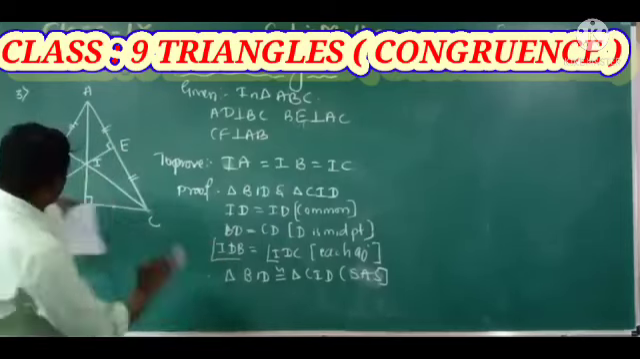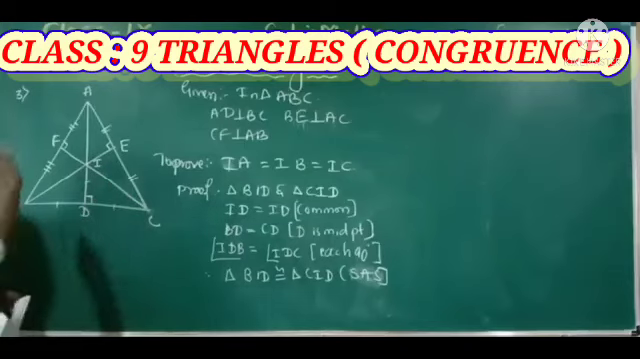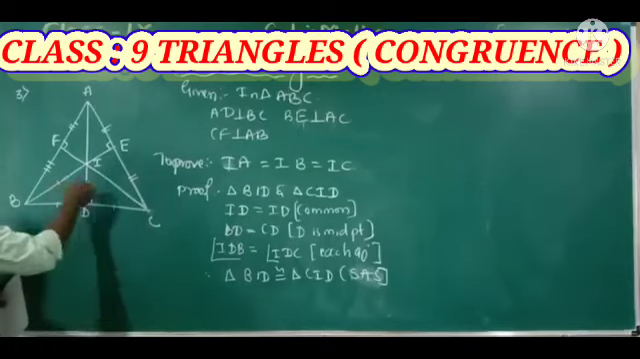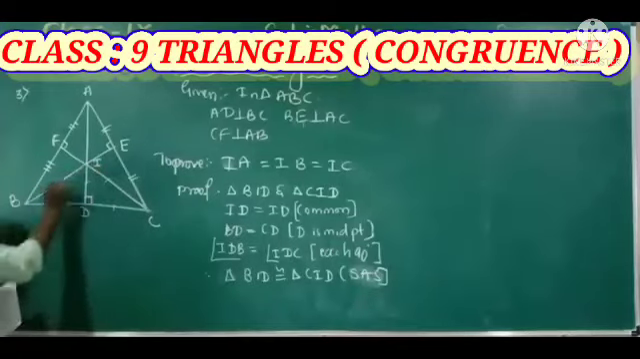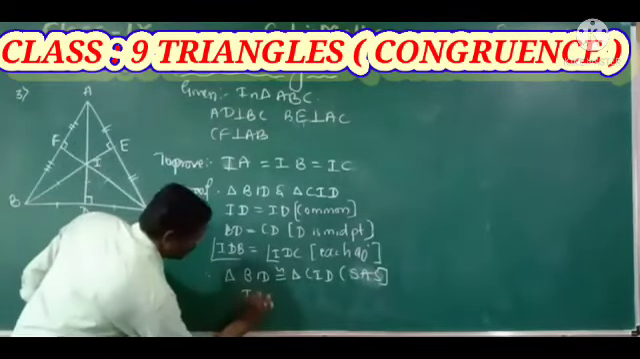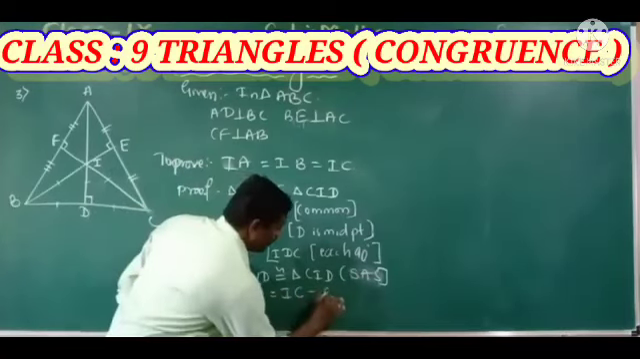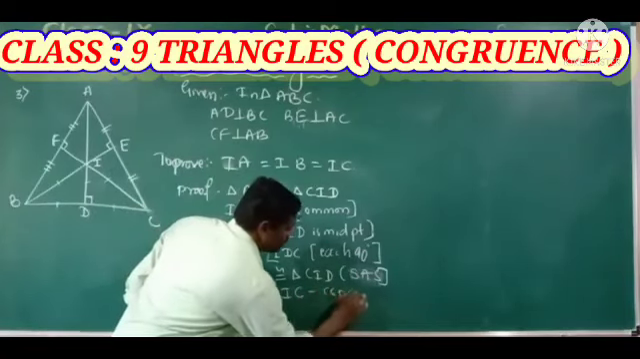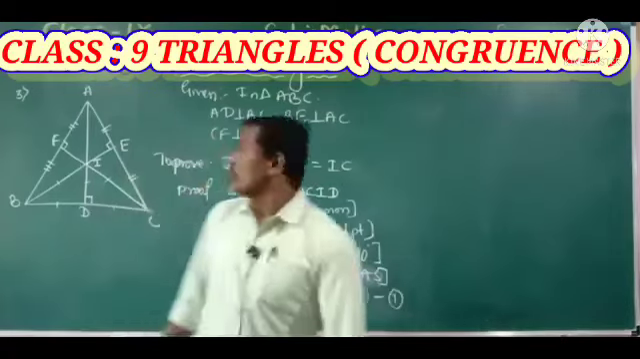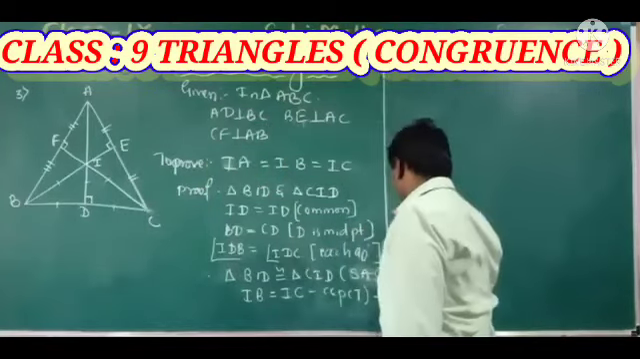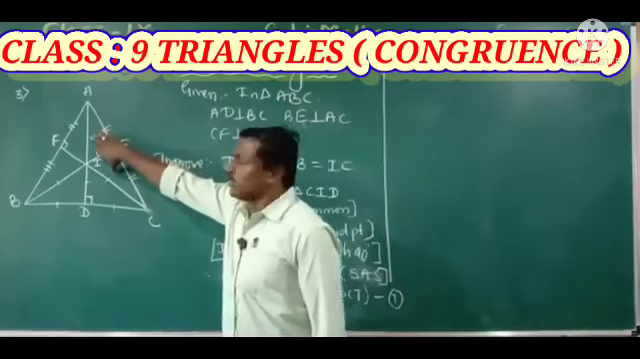Once we prove that these two triangles, triangle BID and CID, are congruent, it means the remaining parts are equal, no? Therefore, IB is equal to IC by CPCT. Consider this one as equation 1.